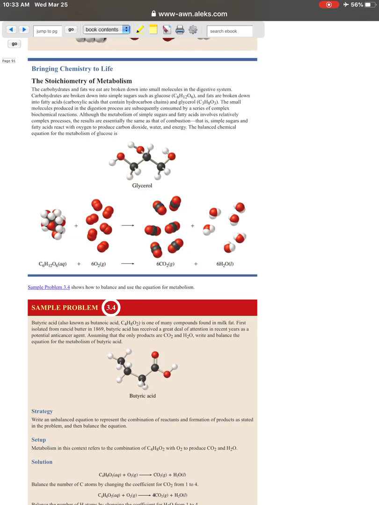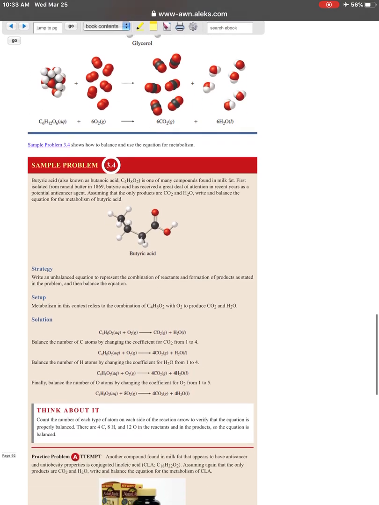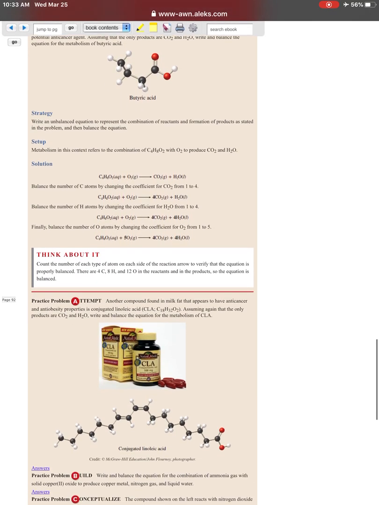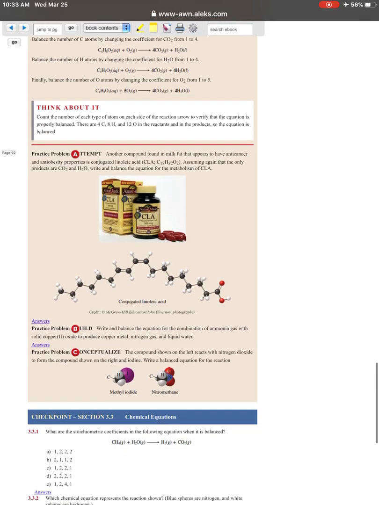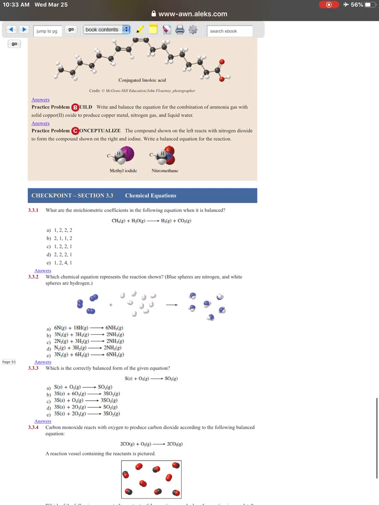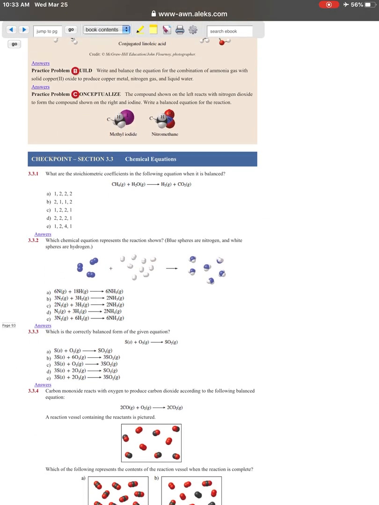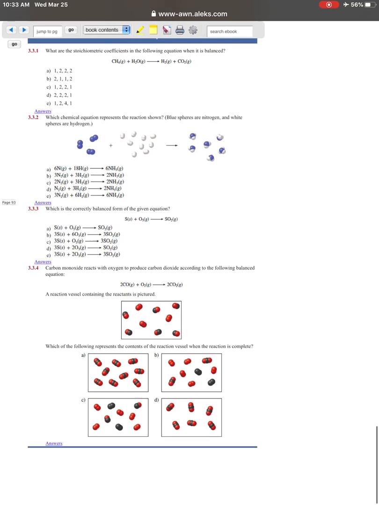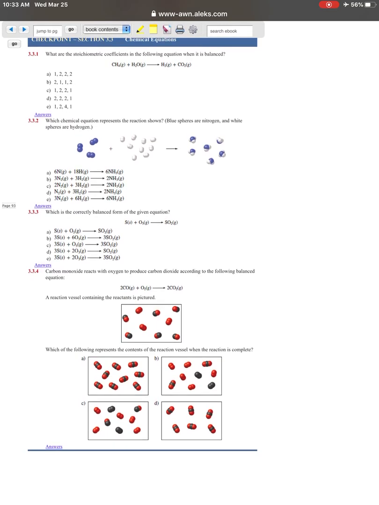Sample problem 3.4 shows how to balance and use the equation for metabolism. Try sample problem 3.4, practice problem A, practice problem B, do the checkpoints 3.3 chemical equations, 3.3.1, 3.3.2, 3.3.3, and if desired 3.3.4.